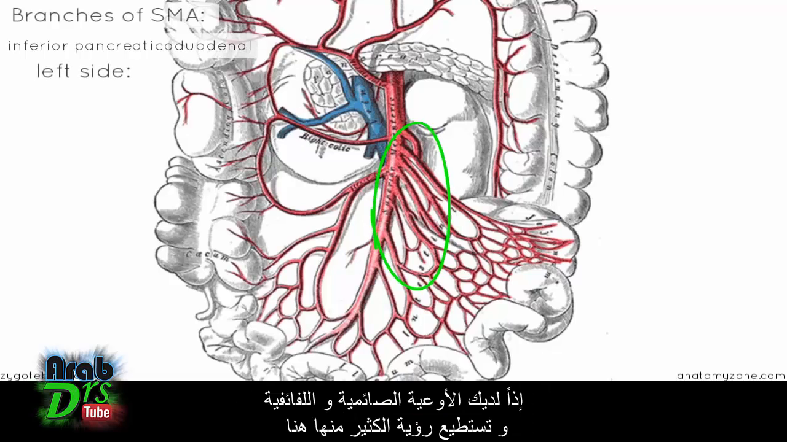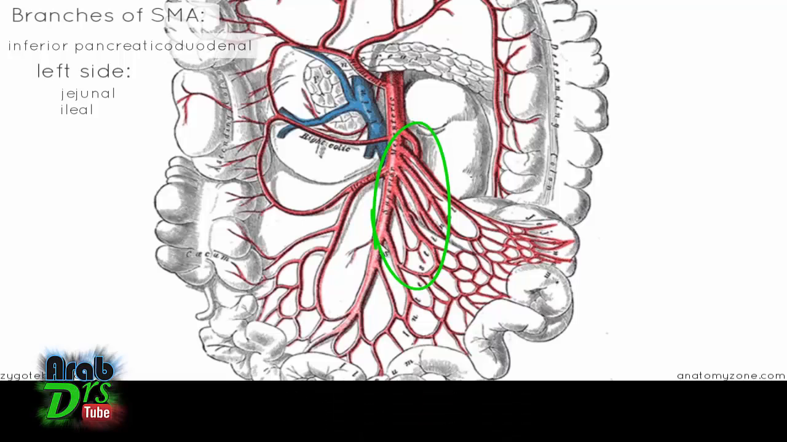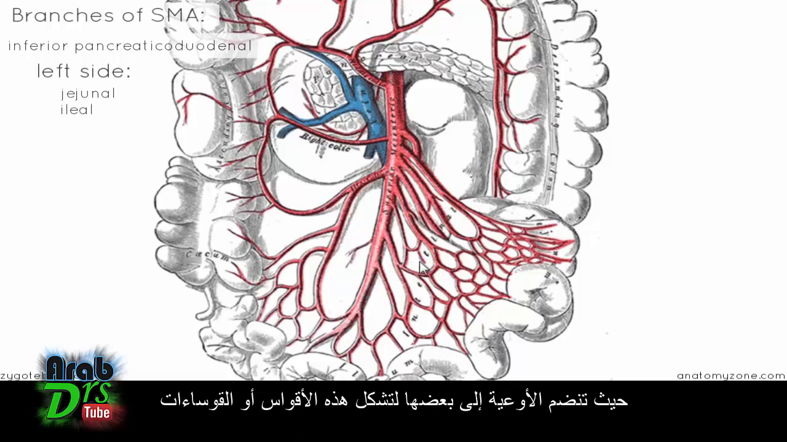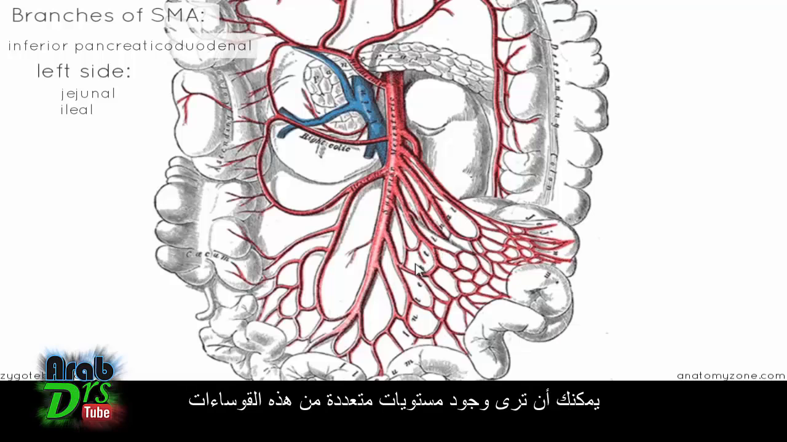You've got jejunal vessels and ileal vessels, and there are lots of these, as you can see. What you'll notice is that there are these arches or arcades, which are anastomoses between these vessels. The vessels join together to form these arches or arcades, and you can see that there are a few levels of these arcades.